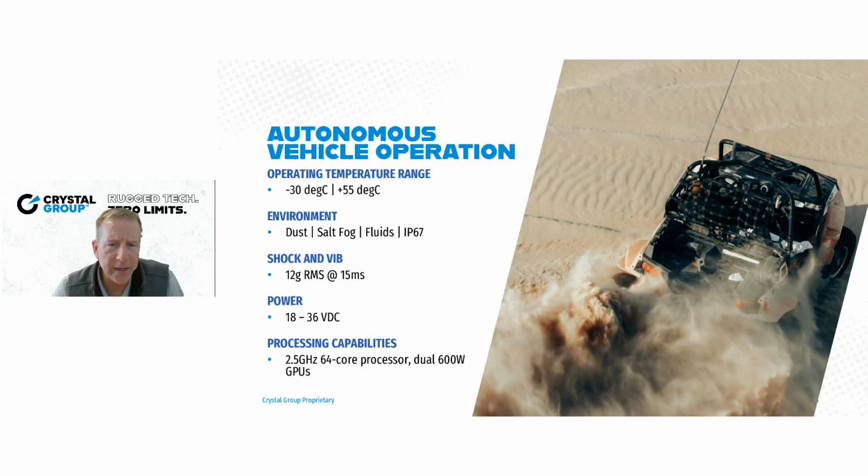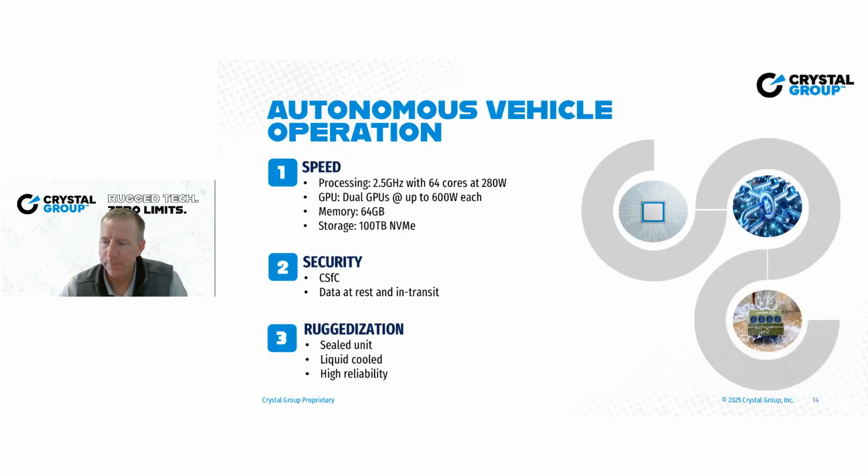And then this is where your customer is going to say, hey, my particular system requires roughly, let's say, 2.5 gigahertz of 64 core processing, and I need two 600 watt GPUs. Okay, so what we got is we got the environment, roughly, we got the shock and vibe, we know our power, then we know roughly our processing capabilities. So what does that mean?